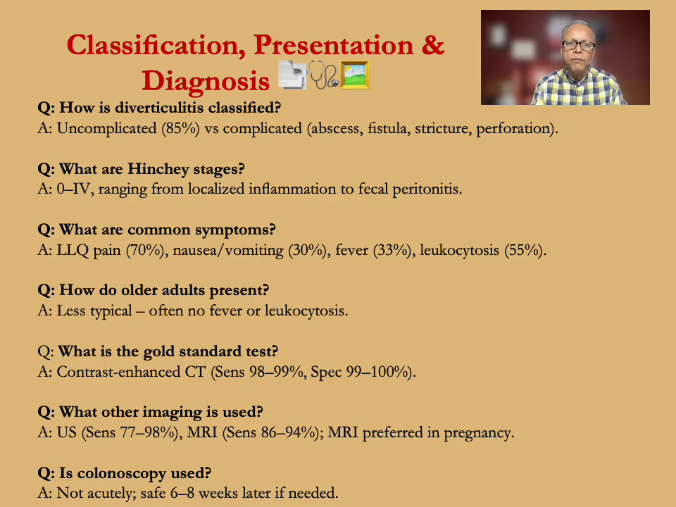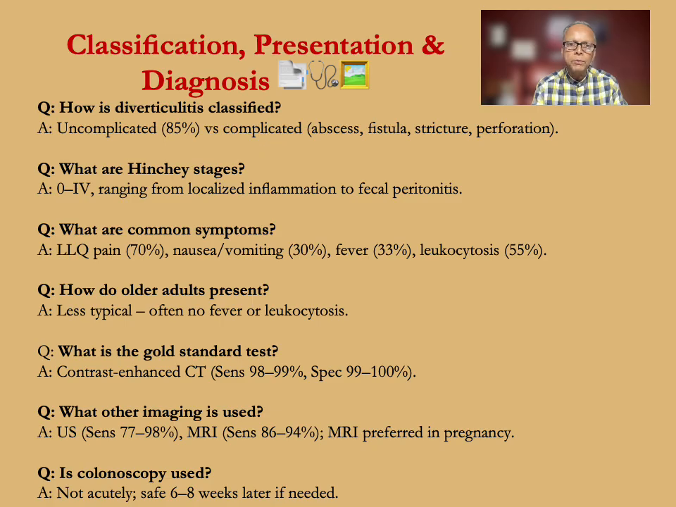How is diverticulitis classified? Uncomplicated, about 85%, versus complicated, those complicated by an abscess, a fistula, a stricture, or perforation. What are Hinchey stages? The stage from 0 to 4, ranging from localized inflammation to fecal peritonitis.